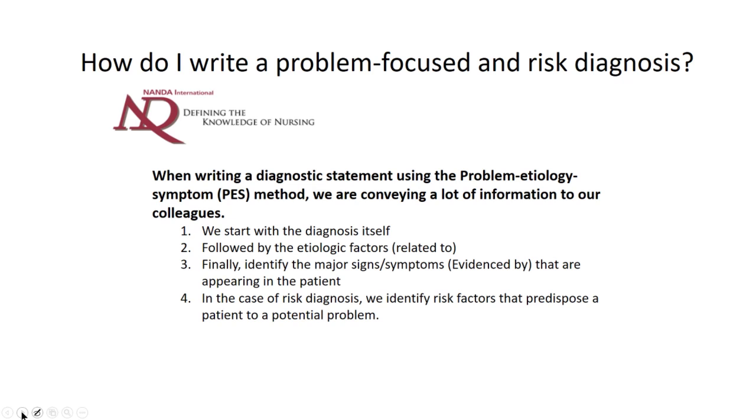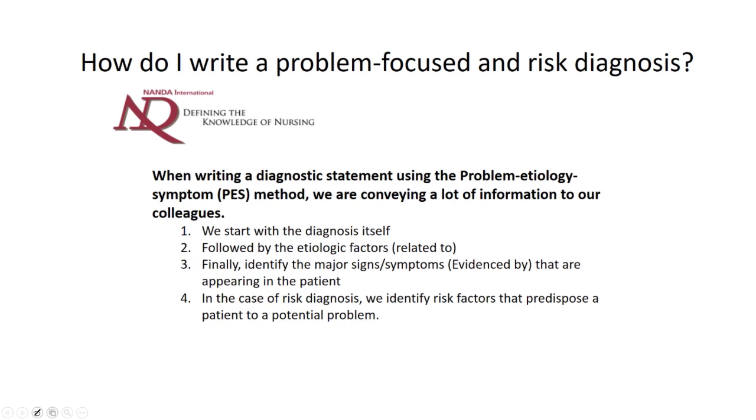Okay, so the thing is, how do I write a diagnosis? We start with the diagnosis itself. Where do you find them? That's the list of NANDA diagnoses that you have. You have a whole list of over 200 of them that you can use. So you look at all the data and then you go through the list and see which diagnosis seems to fit.